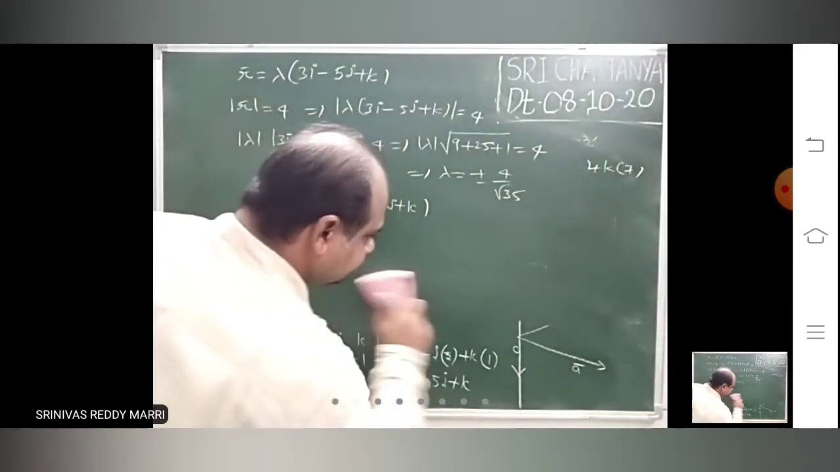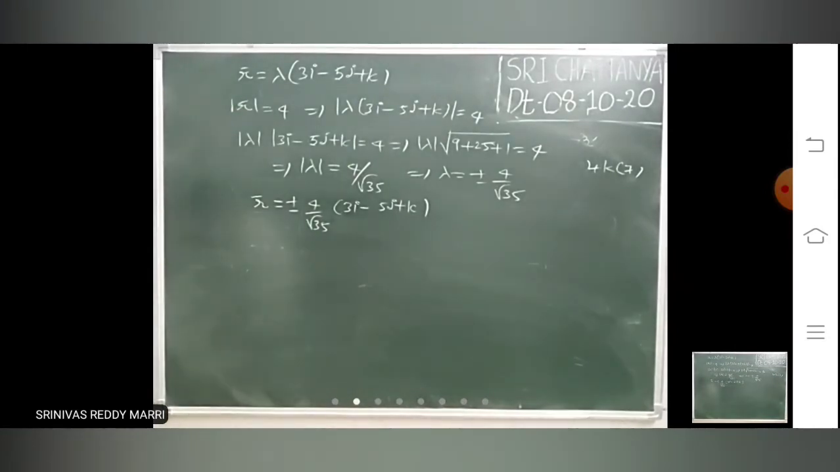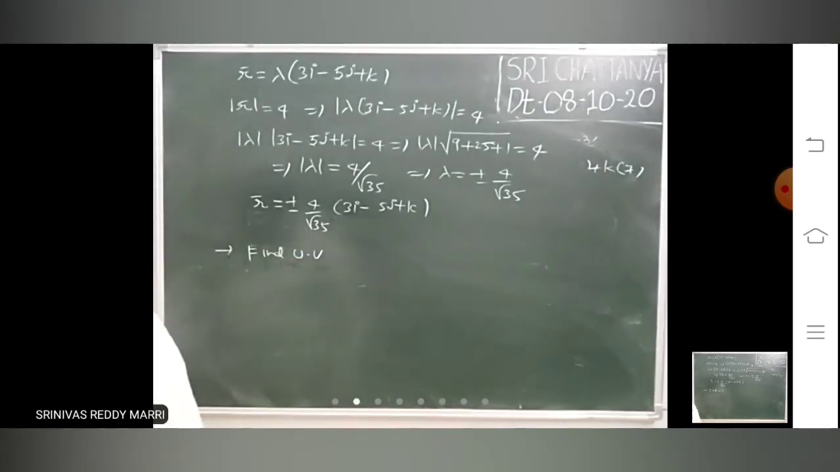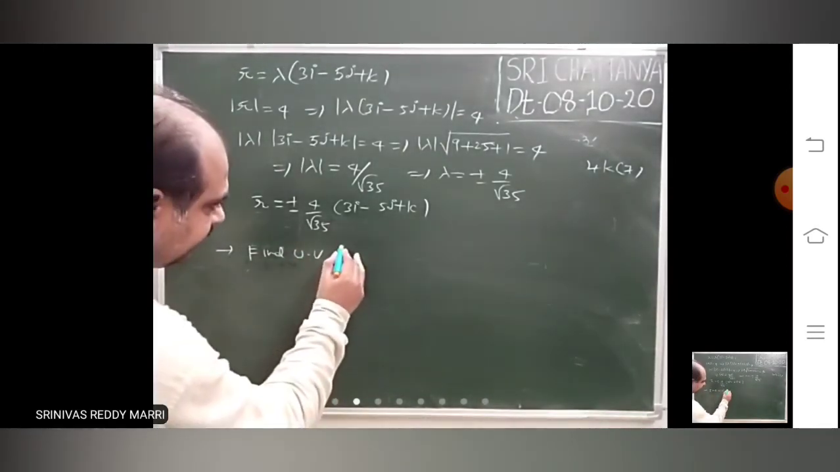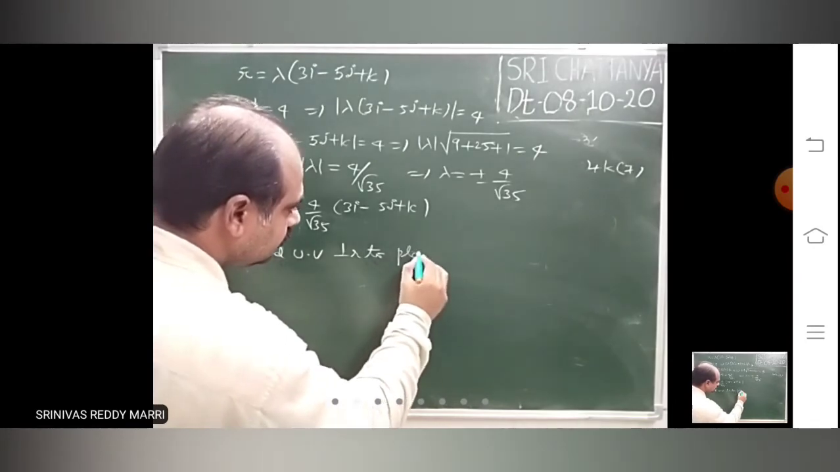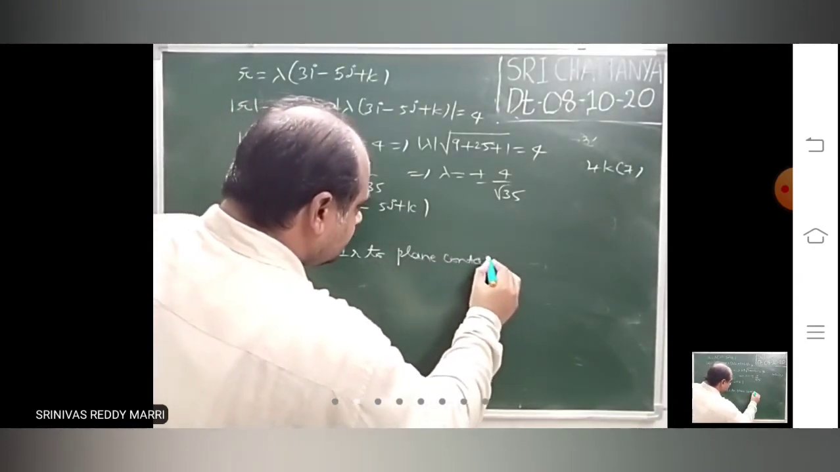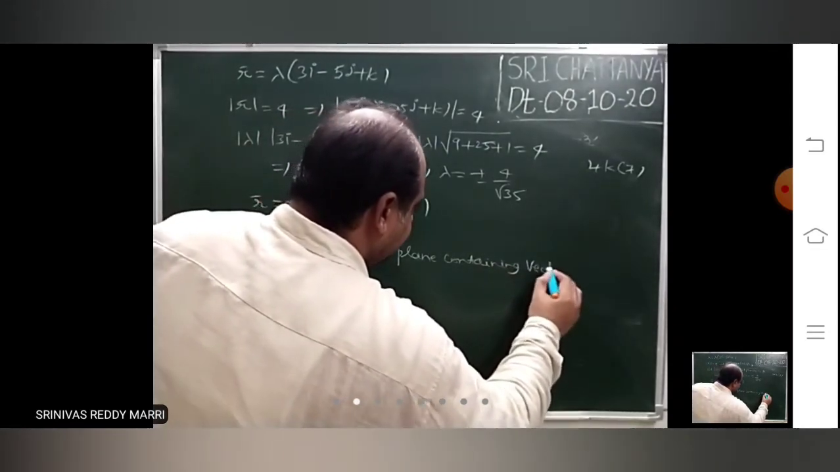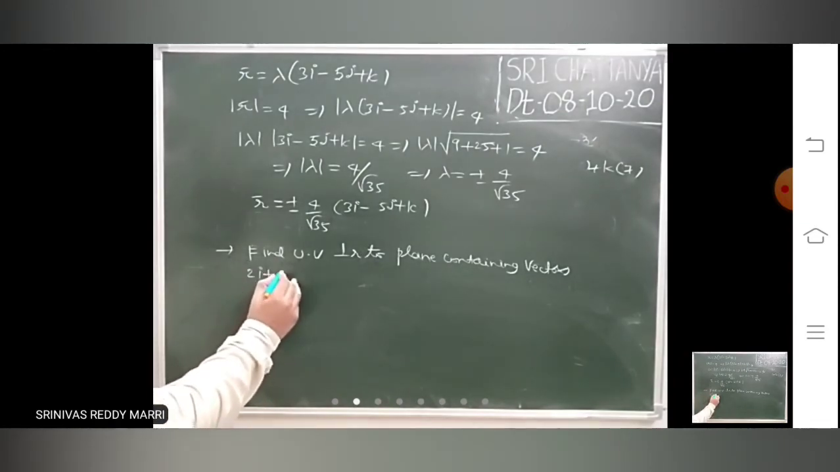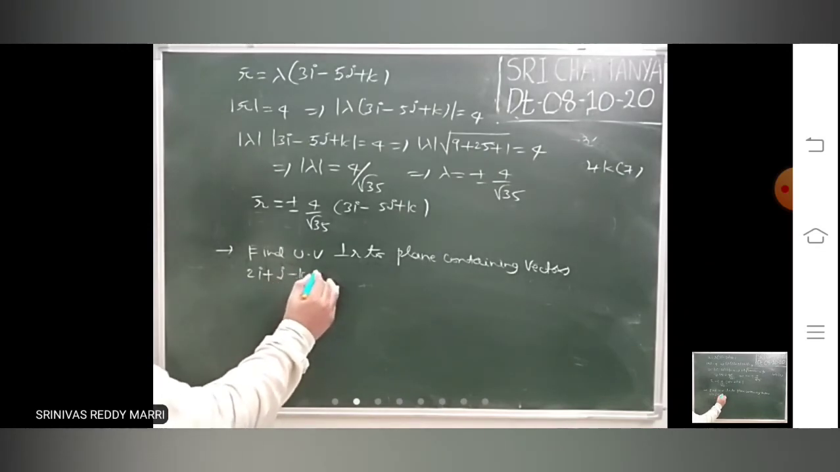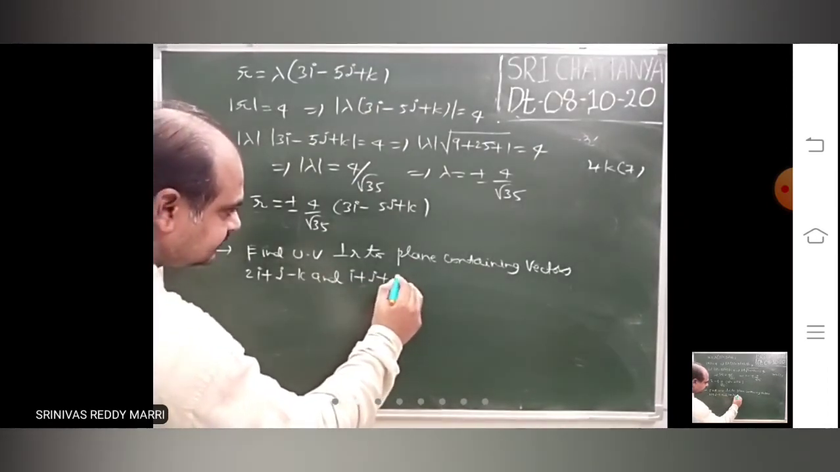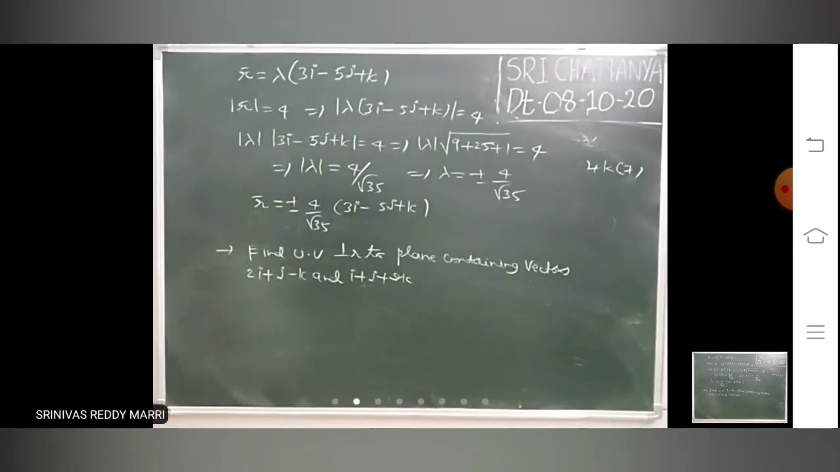Look at, suppose: find unit vector perpendicular to the plane containing vectors 2i plus j minus k and i plus j plus 2k.